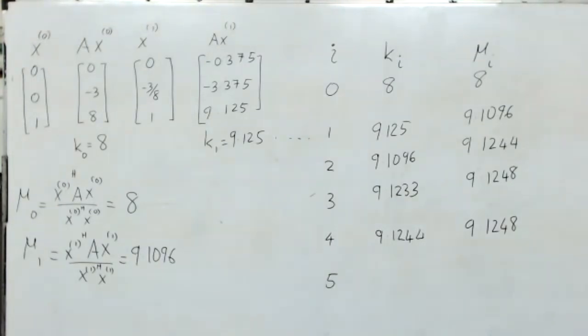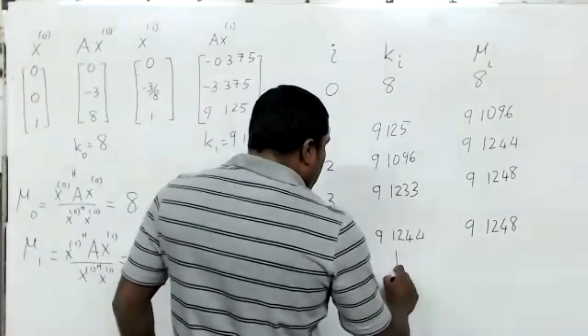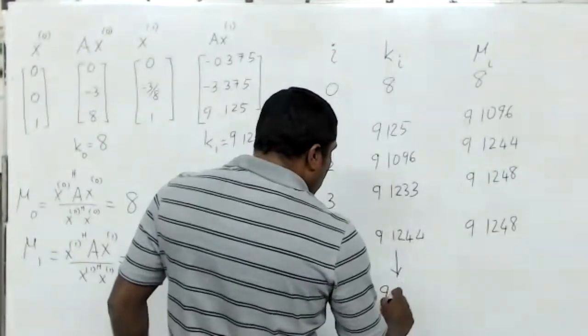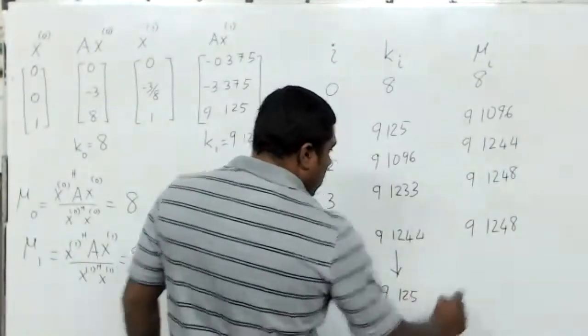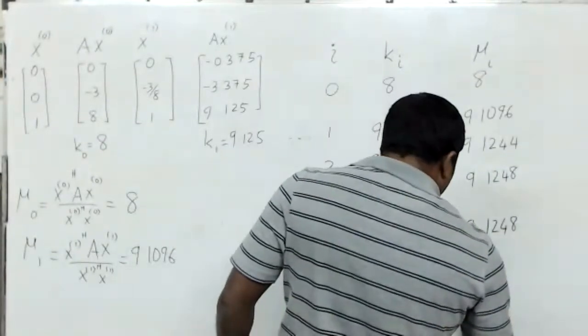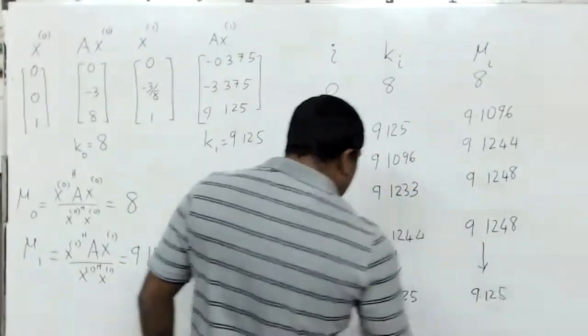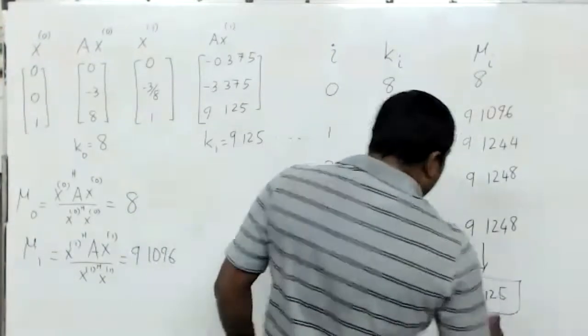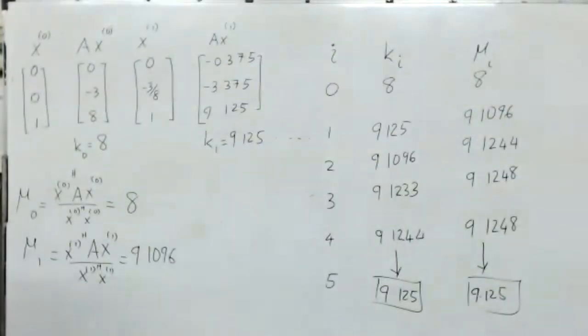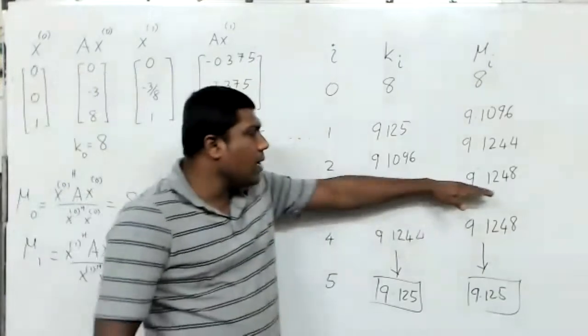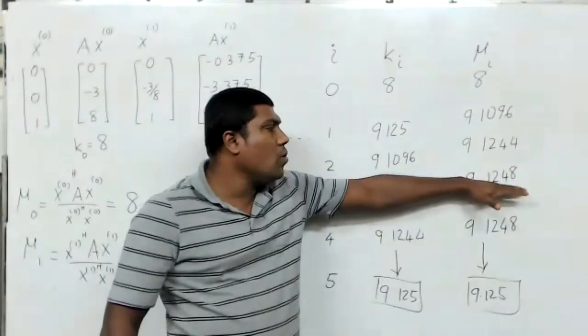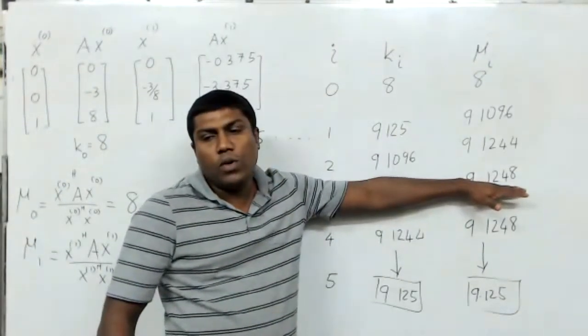By looking at these numbers, you can see that both of them are converging to 9.125. This one is also converging to 9.125. So that should be the eigenvalue. The eigenvalue is going to be 9.125. In this example, you can see that even at the third step, the mu_i is very close to 9.125.